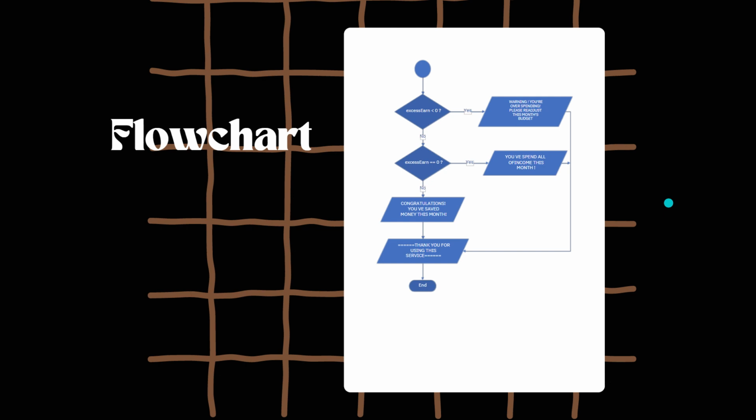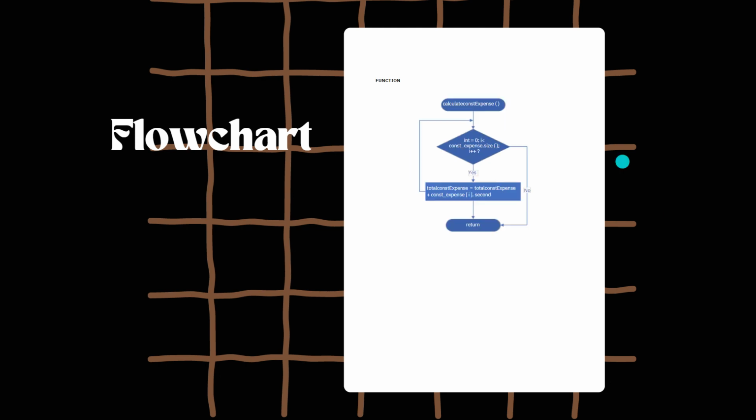If the excess earn is less than 0, a warning question will be displayed. If the excess earn is equal to 0, it will tell the user that they have used all of the money. And if they still have a balance, it will display a congrats to the user. Finally, the system ends.